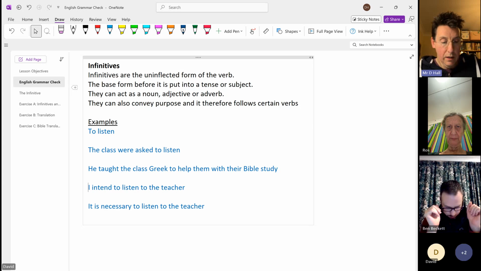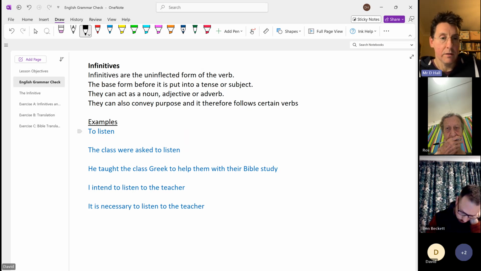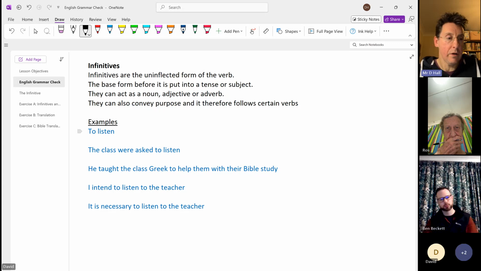So in its uninflected form, the verb listen, to listen, as an infinitive is to listen. Well, it doesn't say much, it's not part of a sentence, okay, but that's what we would spot if we were looking for an infinitive. It would look like that in a sentence. Okay, we have the word to in front of the verb to give us an idea that we're using an infinitive. So a simple sentence: the class were asked to listen.